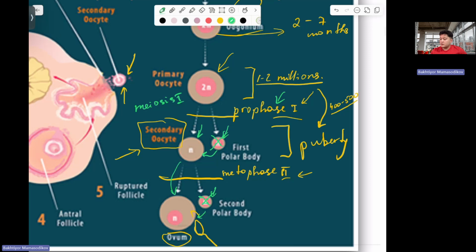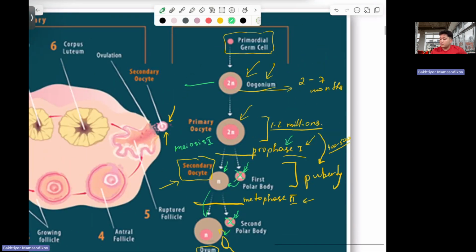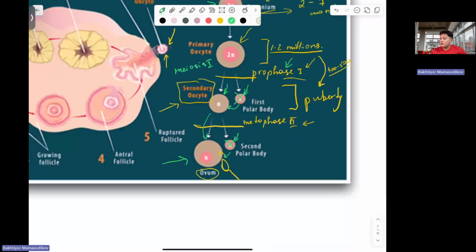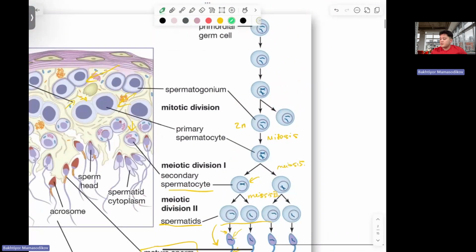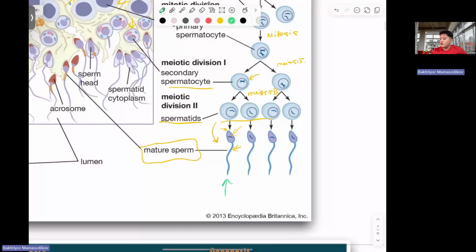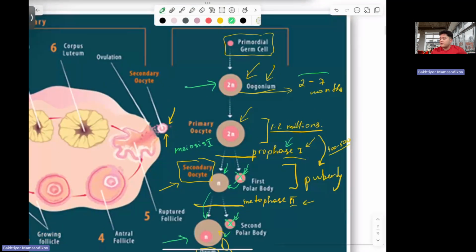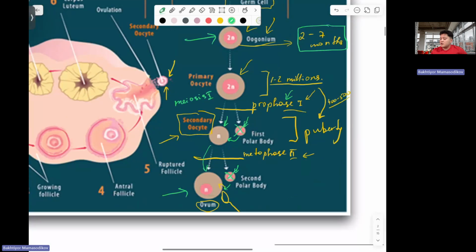I hope you understood this topic. From one oogonium during oogenesis, you form one ovum, but from one spermatogonium in spermatogenesis, you form four sperm cells. So oogenesis starts at the fetal stage, from the 4 to 7 months, and finishes at menopause, which is 45 to 55 years old. Why menopause? Menopause means the release of secondary oocytes stops, so menstruation stops, because those 400 to 500 cells end at that time.